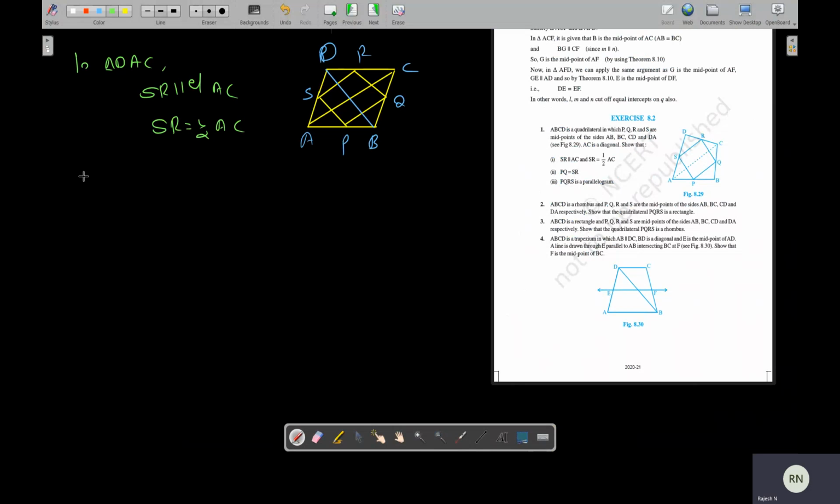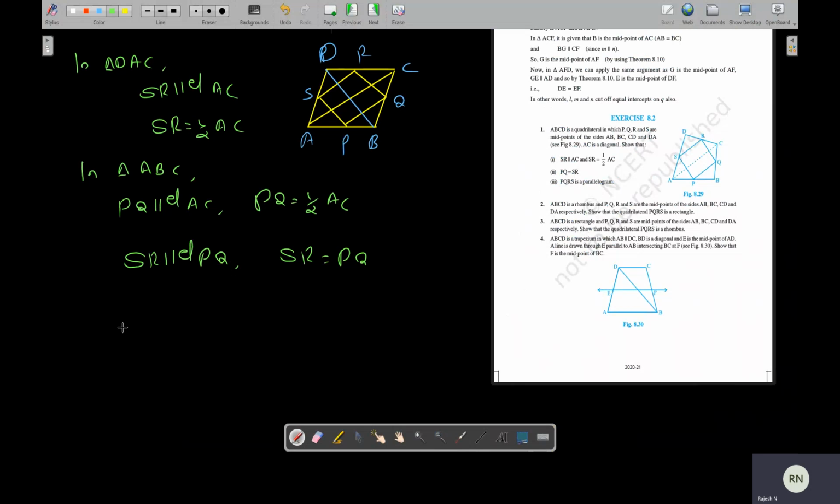In triangle ABC, P is the midpoint of BA, Q is the midpoint of BC. Therefore, PQ parallel AC and PQ is equal to what? Half AC. Therefore, what you can say? SR parallel PQ, same as previous problem, and SR is equal to PQ.